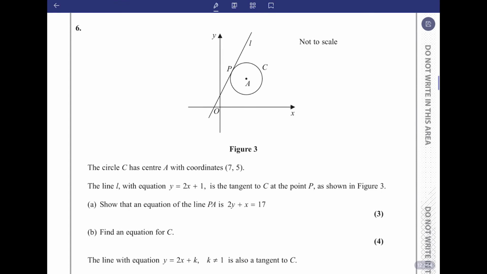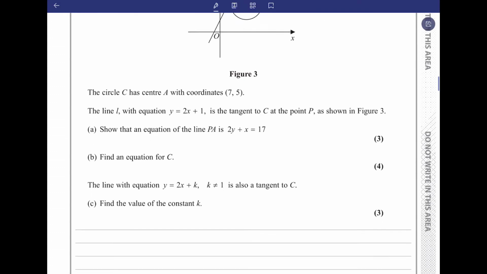Question 6, we have some coordinate geometry here. So we have a circle and we have a line tangent to the circle at this point P. The centre of the circle is the coordinates 7, 5. And yeah, we're given that this line has equation y equals 2x plus 1. So in part A, we're asked to find the equation of the line PA, sorry. So that's this line. And it's actually the radius of the circle, this line.